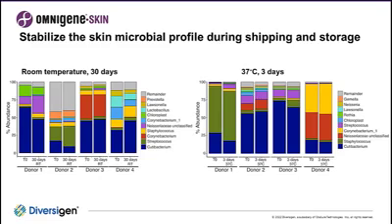On the right side, you can see a very similar plot, but in this case, I'm showing you the microbial profiles of 4 different donors when samples are stored at 37 degrees and processed at T0 or baseline, and also after 3 days. And again, you can see that the skin microbial profiles are very similar in both cases.